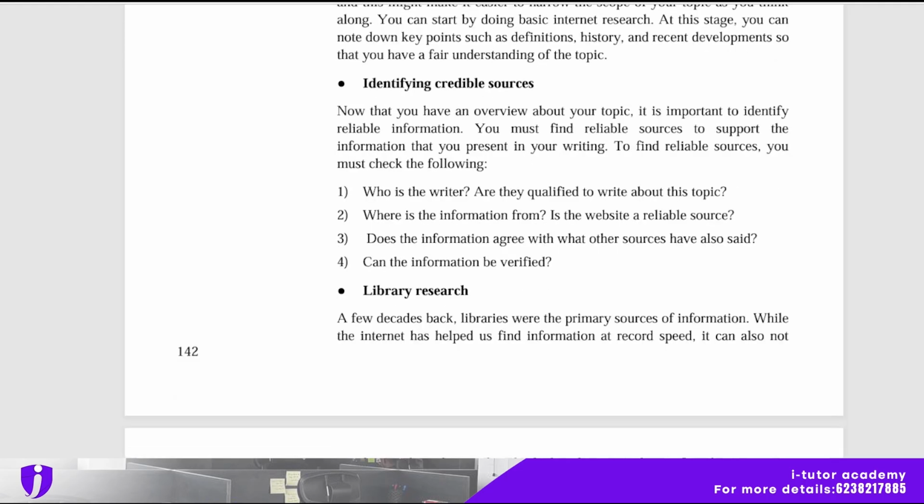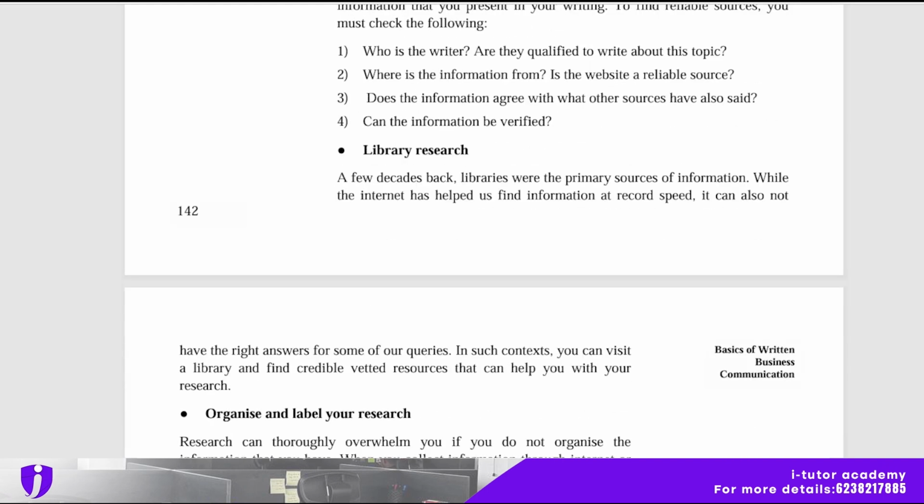Identify the credible sources. Now that you have an overview about your topic, it is important to identify reliable information. And library research. A few decades back, libraries were the primary source of information.